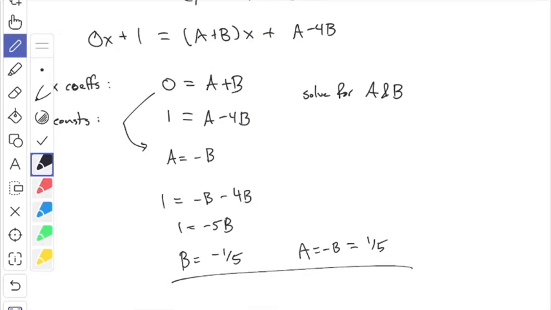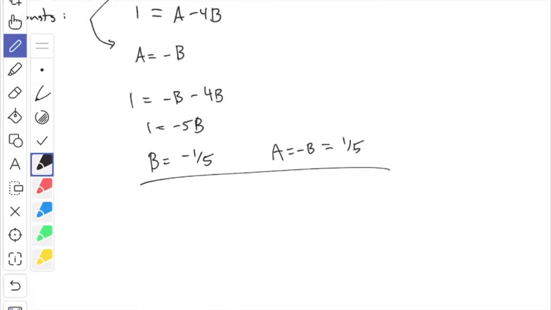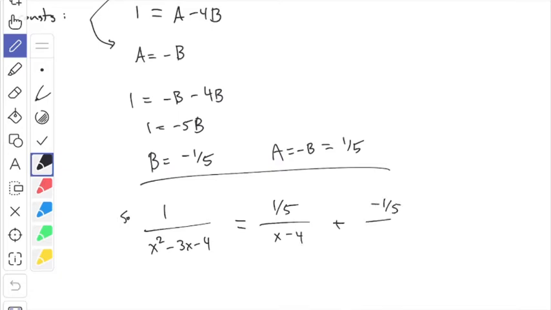How do you like that? This is how you find the partial fractions decomposition, all right? So in conclusion, what this means is that thing is equal to 1/5 over the first part, which I wrote as x minus 4, plus negative 1/5 over x plus 1. And this is the end of the partial fractions. We have determined the coefficients. So this is how you do it.